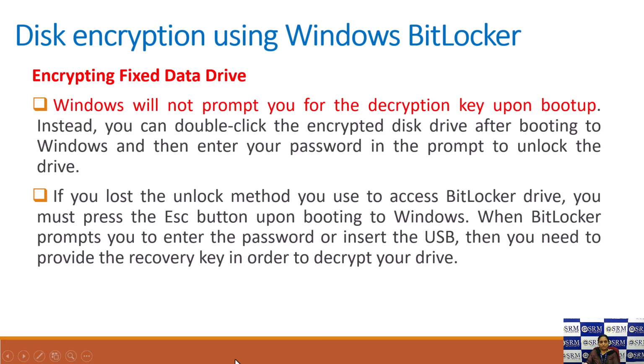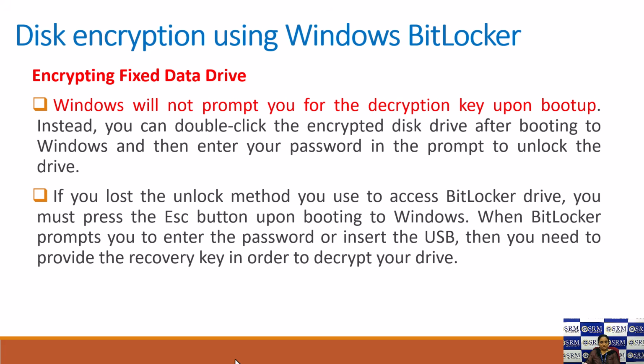Windows will not prompt you for the decryption key upon boot up if it's a data drive, whereas in the case of the operating system drive, it will ask us for the decryption key. So instead, we can double click the encrypted disk drive after booting to Windows and then re-enter the password in the prompt to unlock the drive. This is the way you have to unlock it.